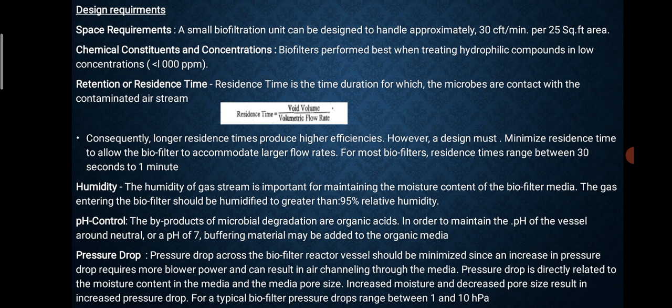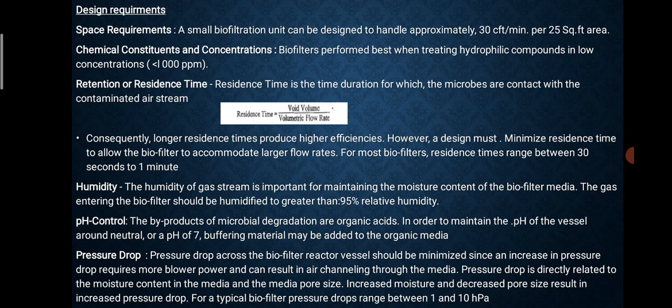Then pH control. pH of the vessel is around neutral or a pH of 7. Buffering materials may be added to the organic media to maintain the pH.